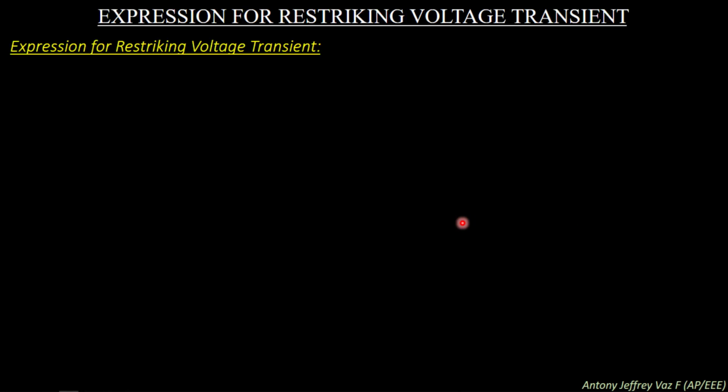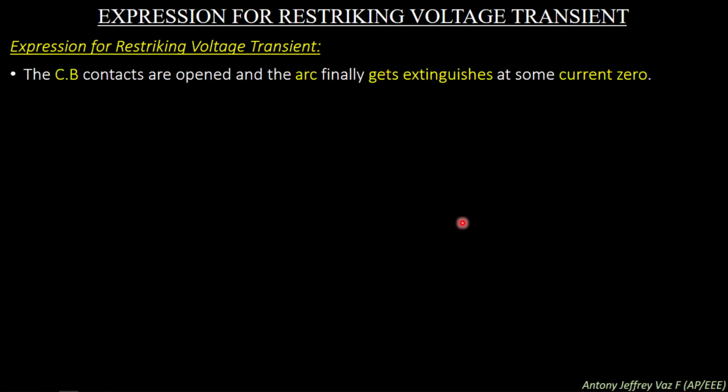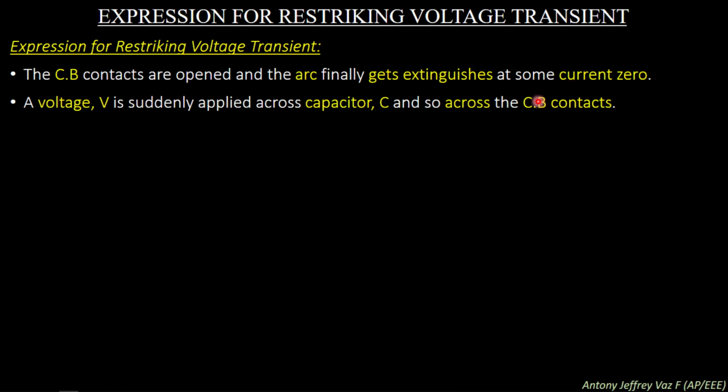Expression for restriking voltage transient. The circuit breaker contacts are opened and the arc finally gets extinguished at some current zero. A voltage V is suddenly applied across capacitor C and so across the circuit breaker contacts. We have seen earlier how these effects occur.